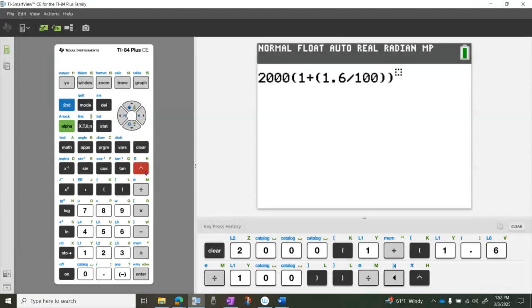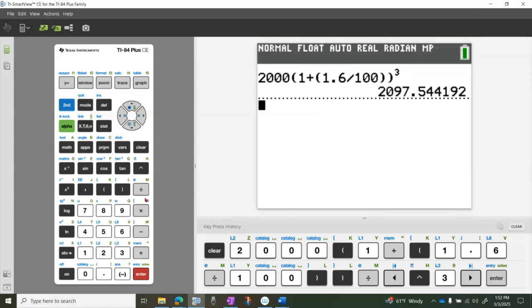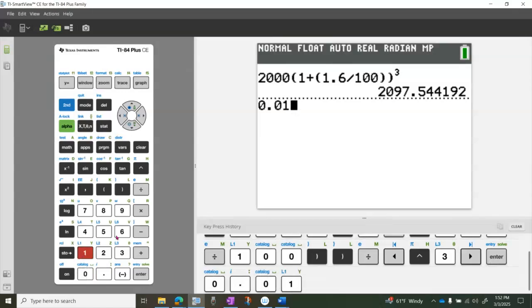This upside down V key. I figured it out. So raise that to the power of 3. You see, I have the whole expression entered in the calculator. It's cool if you know how to do that. If not, you can totally do it step by step. For example, I start with the annual interest rate, 1.6% or 0.016.